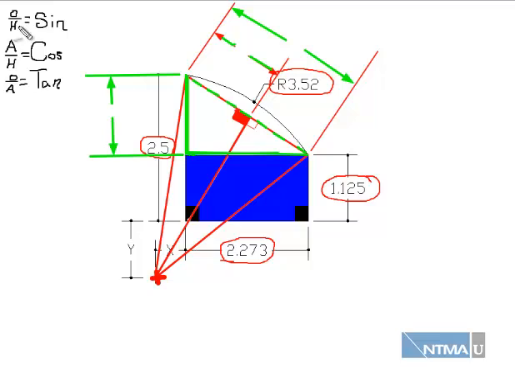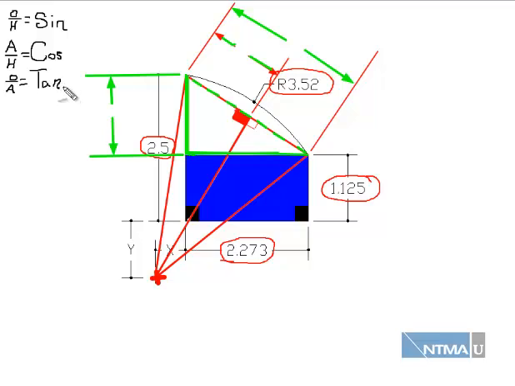The sine, the cosine, and the tangent. Okay? Sine, that's the first function on your calculator, reading from left to right. The second function is the cosine and the tangent.